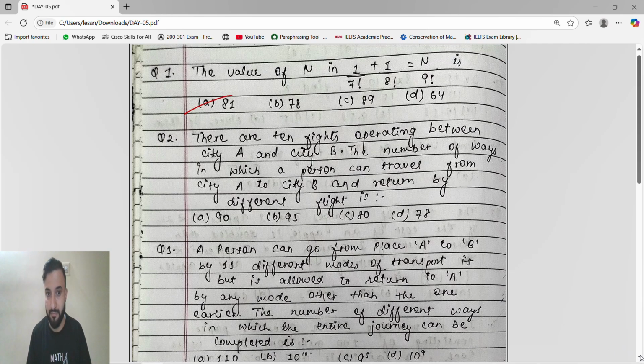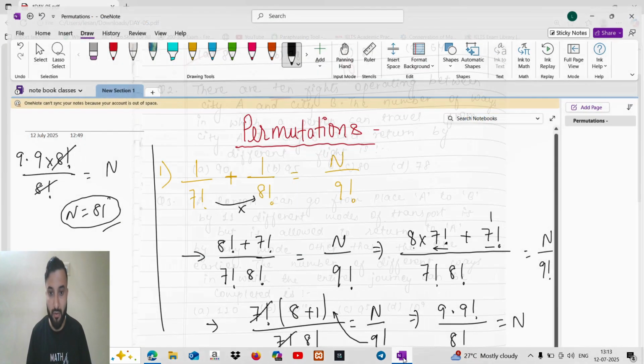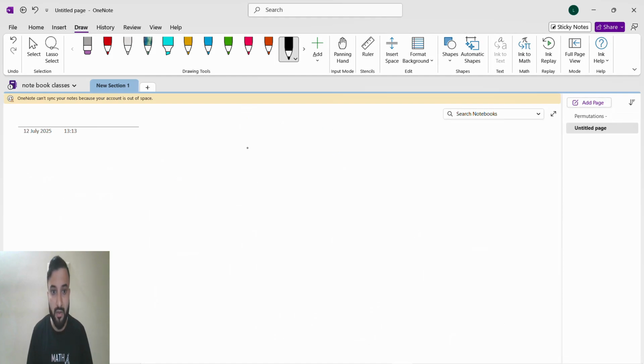Now next is: there are 10 flights. This type of question is very easy, and these are all important PYQs. There are 10 flights operating between city A and city B. The number of ways in which a person can travel from city A to city B and return by a different flight. See, this is city A and city B.